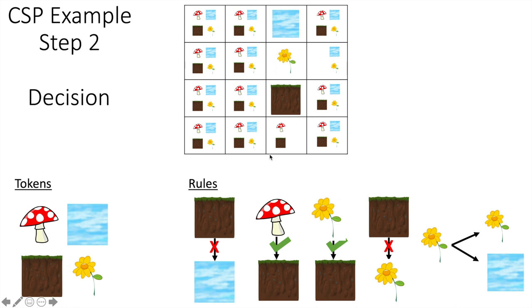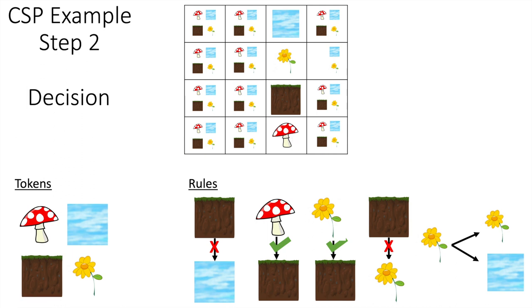So we either pick this cell here, or this cell here, as they both have an equal number of tokens that they could possibly have in them. And again, we always want to go for the minimum number. So in this case, I chose this particular cell, and I chose that it has a mushroom in it. So we have the sky, we have a flower, we have the ground, and underneath the ground, we have a mushroom. Seems okay so far.